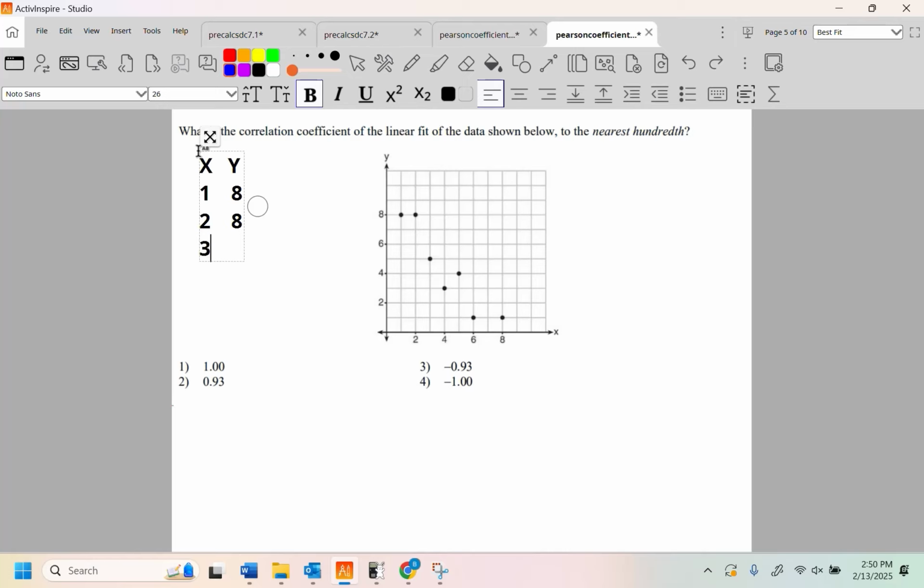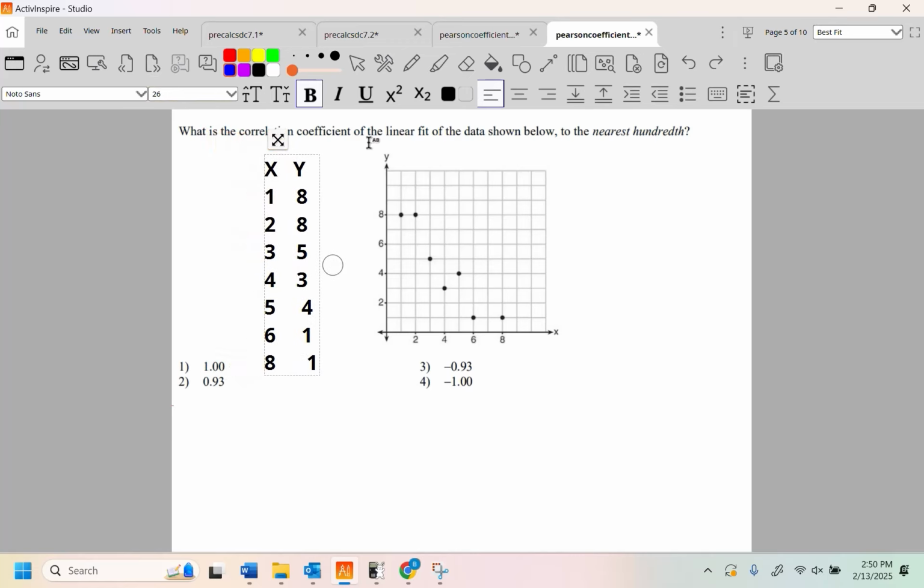X is 3 when Y is 5. X is 4 when Y is 3. X is 5 when Y is 4. X is 6 when Y is 1, and X is 8 when Y is also 1.